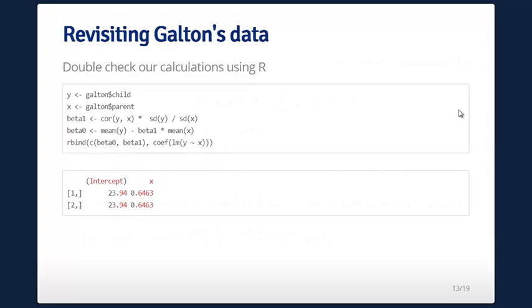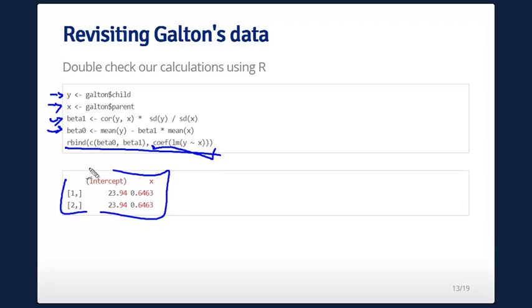Okay, so let's revisit Galton's data. Just to not have to keep typing the dollar sign, why don't I just define y and x, and then our beta 1 is the correlation of y and x times the standard deviation of y over standard deviation of x. And our beta naught is mean y minus beta 1 times mean x. And then we could spit those out. Just to double check myself, I'm going to grab the coefficients from the R program lm, which does exactly regression, y tilde x, and you can see, of course, that they work out to be the same. So I didn't mess up my math.